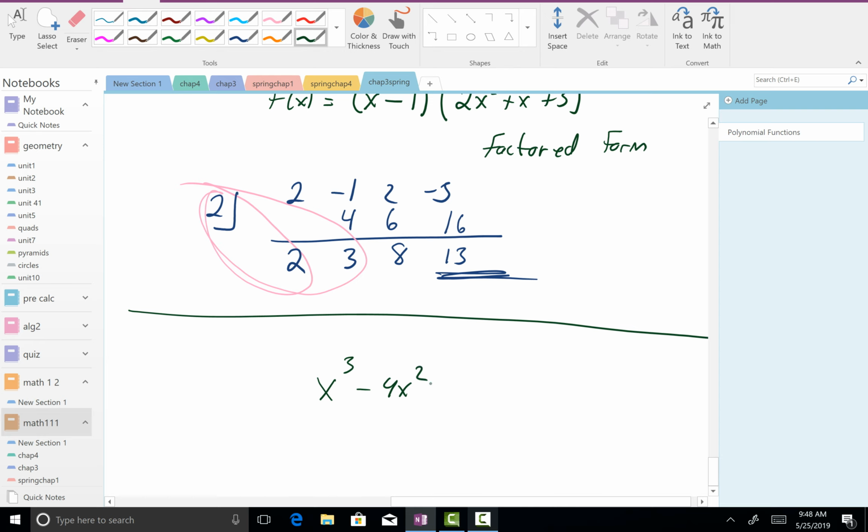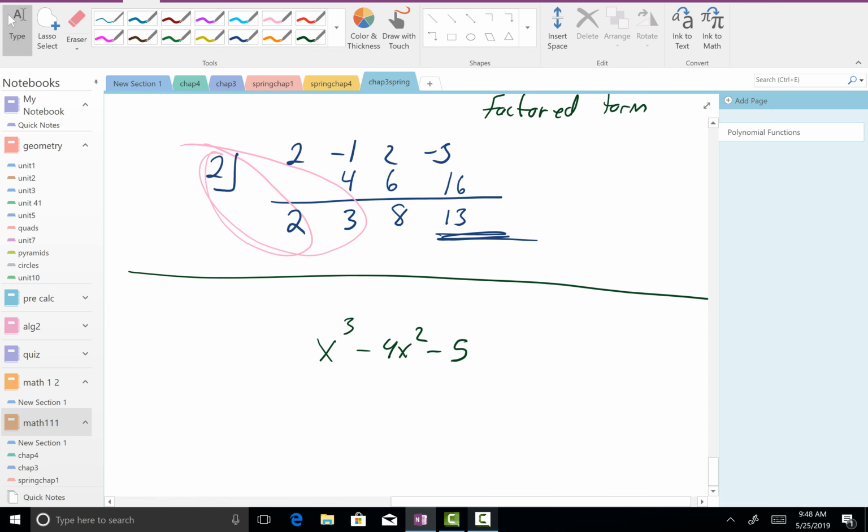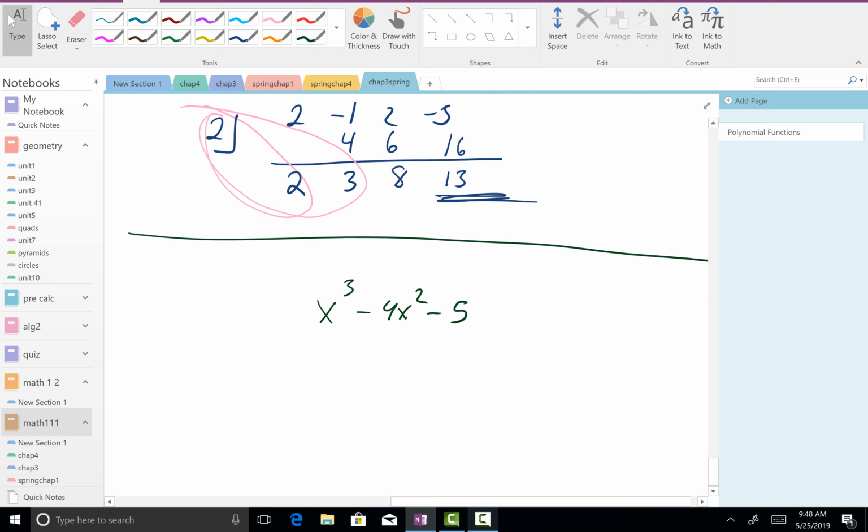Graph this, see if it has a nice... Oh, let's just do this. Let's see if x minus 3 is a factor. X minus 3, is it a factor? Well, we can try it.